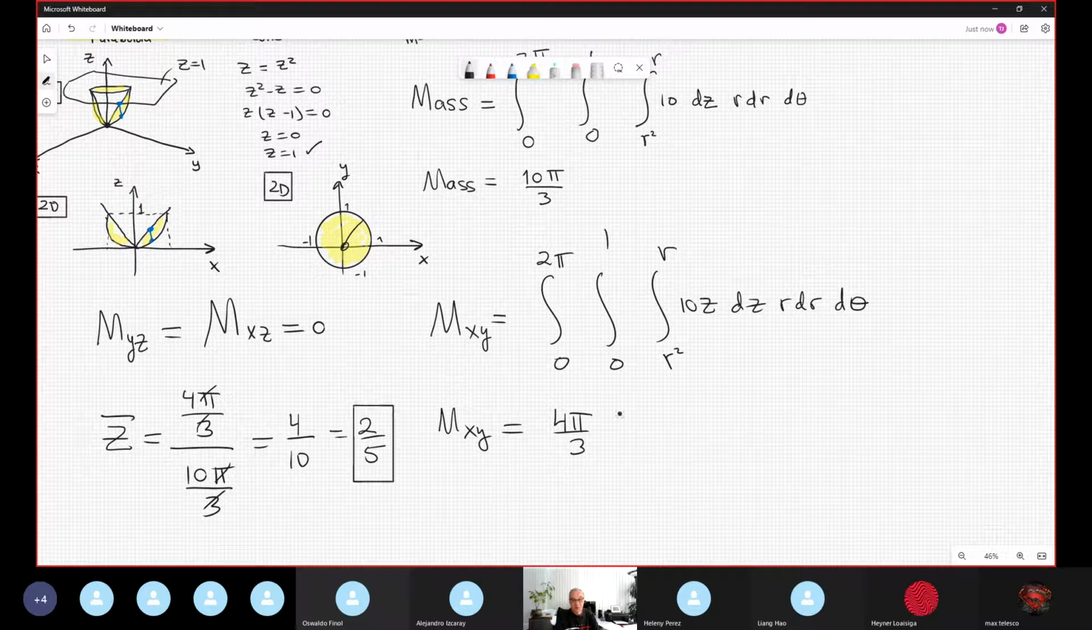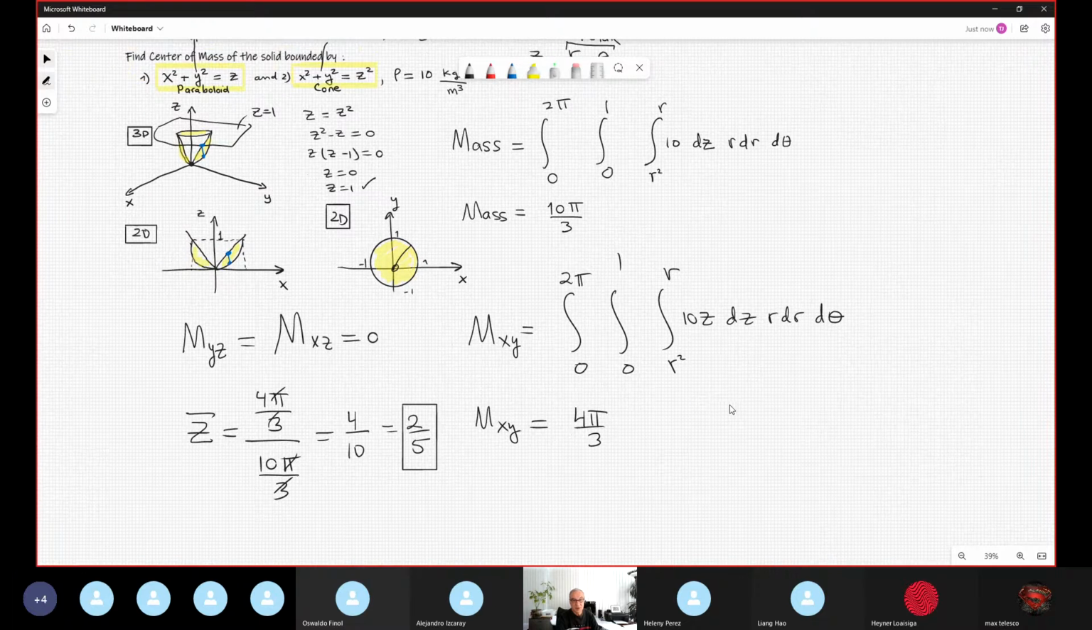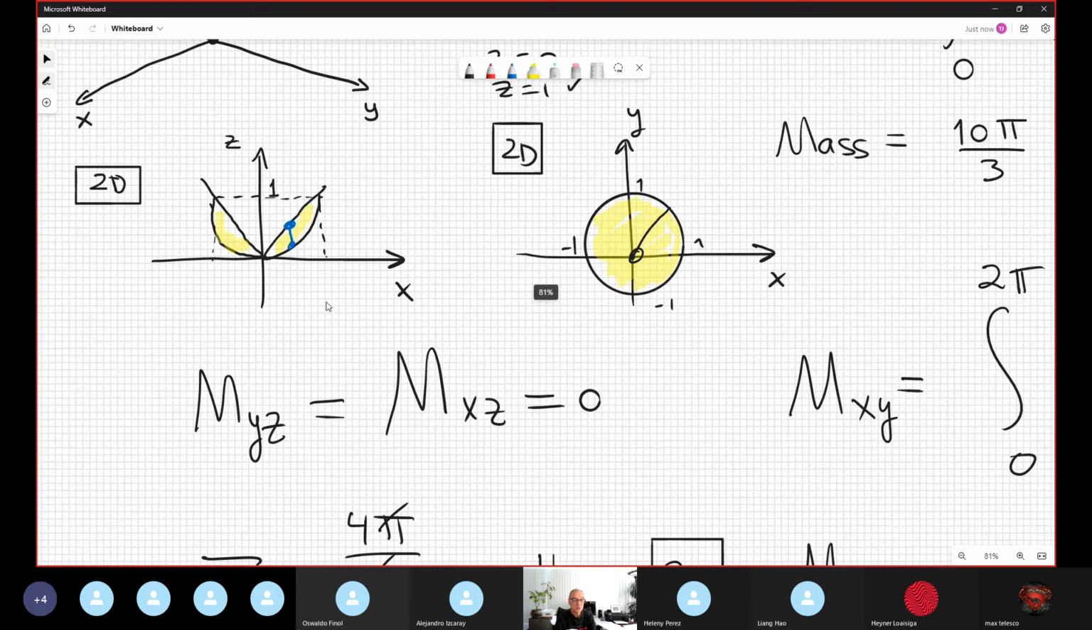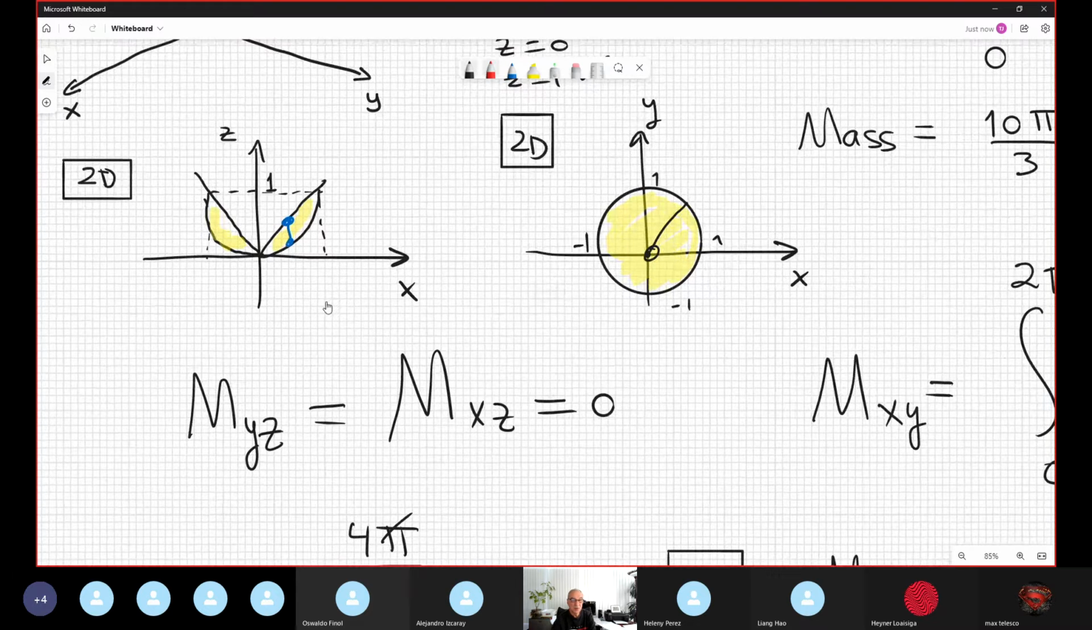Okay, so what is the conclusion? Where is the center of mass of this solid located? The center of mass is located at the point (0, 0, 2/5). That makes sense because, according to the symmetry, we can suppose that the center of mass is located at one specific point on the z-axis.